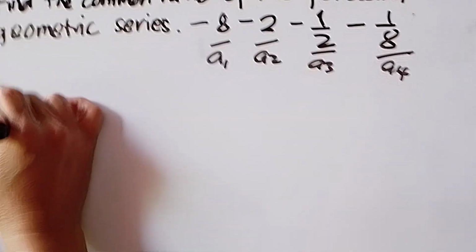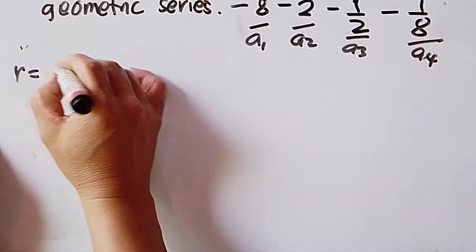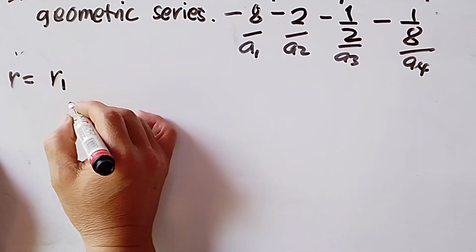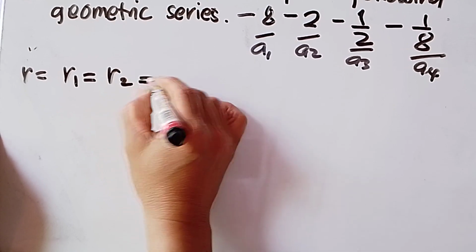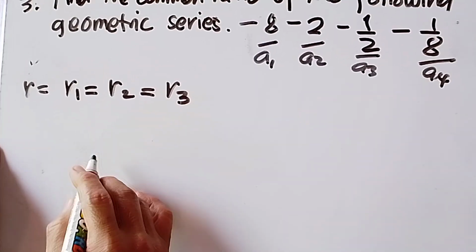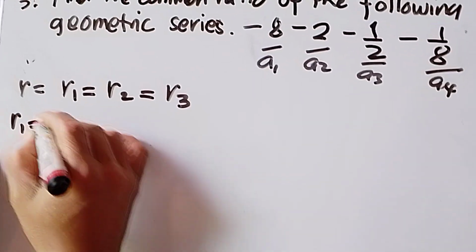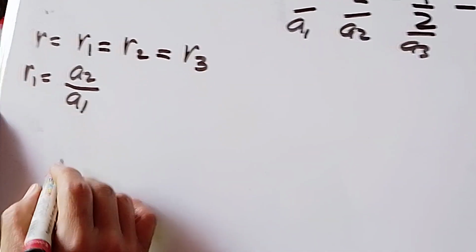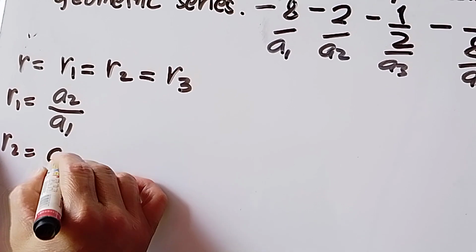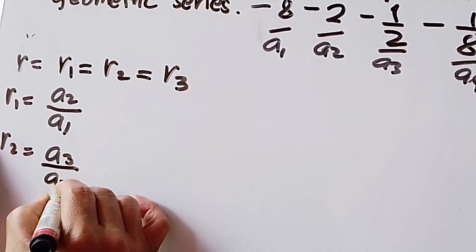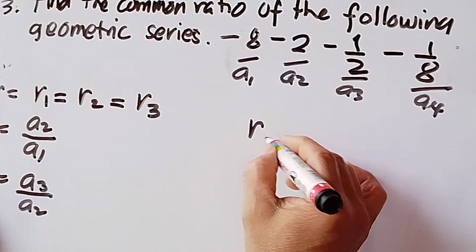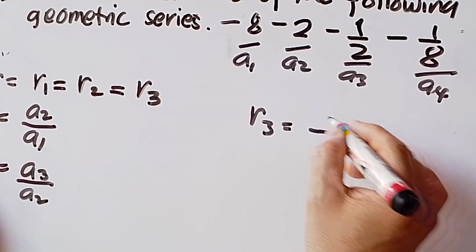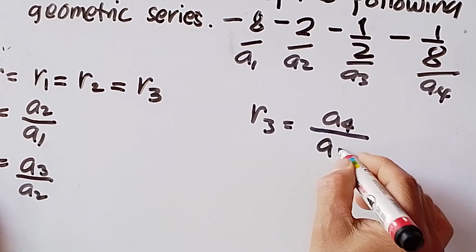So again, we need to write our ratio, common ratio. So R1 will be equal to R2 will be equal to R3. So my R1 will be A2 over A1. Then my R2 will be A3 over A2. And then R3 will be A4 over A3.